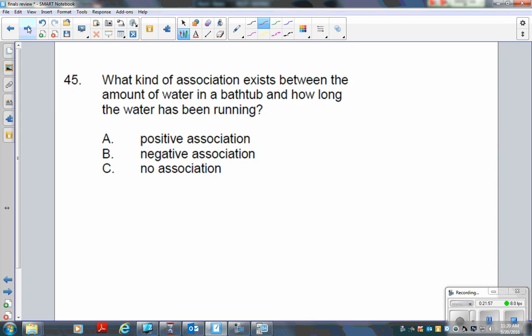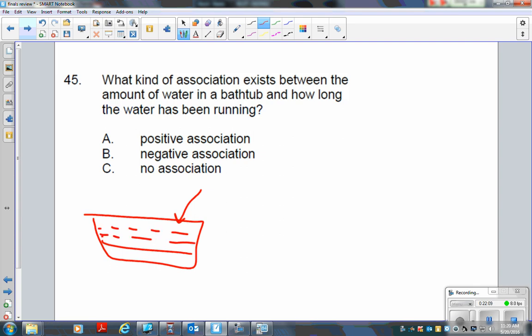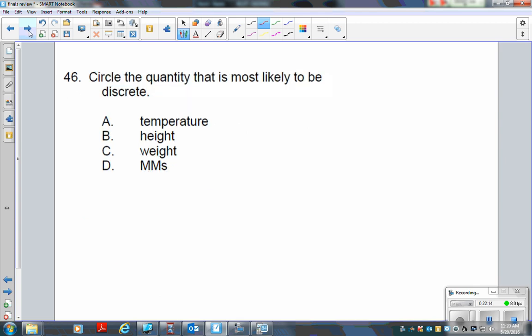All right, if you have water in the bathtub and how long the water's been running, the water's coming down here, and you leave it on more and more and more. As the time rises, the water also rises. So when two things are moving up together, we call that positive. Discrete means dots, and you count dots. You can't count temperature, you can't count height, you can't count weight, but you can count M&Ms.